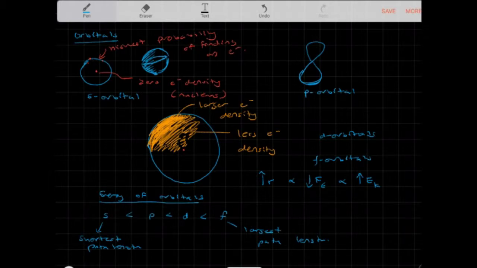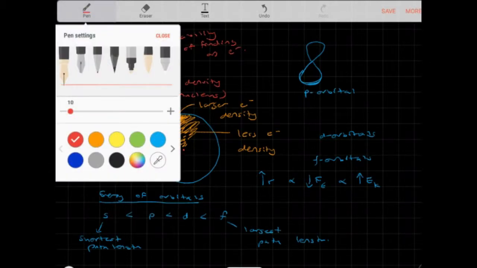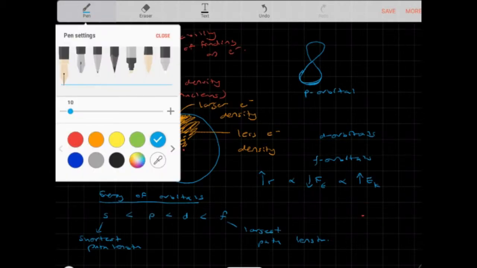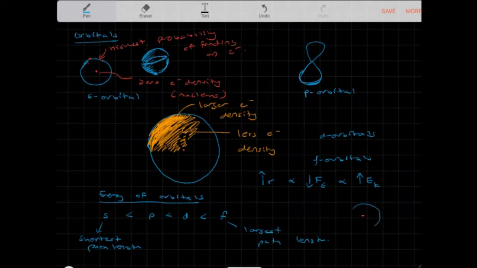So if this is the nucleus, and I'm just going to draw this out, and this is the s orbital, the electrons are found orbiting most likely on the circumference of the s orbital. The p orbital, which I'm going to draw in green, is going to be a lot further from the nucleus. You can see that the path length is further from the nucleus, and as a result, the electrons that orbit in the p orbital are going to be further from the nucleus and therefore have more energy, more kinetic energy.